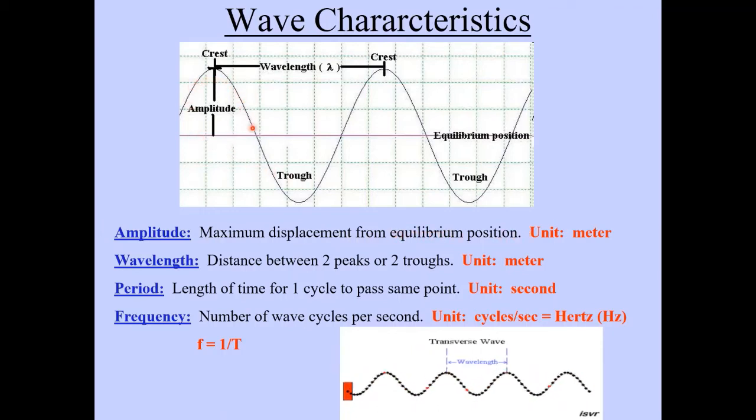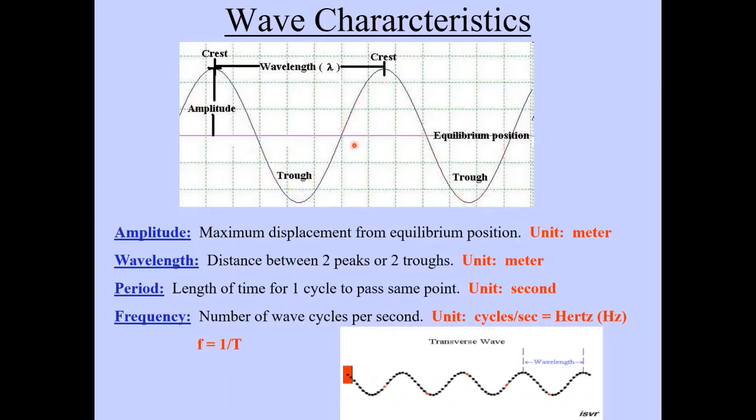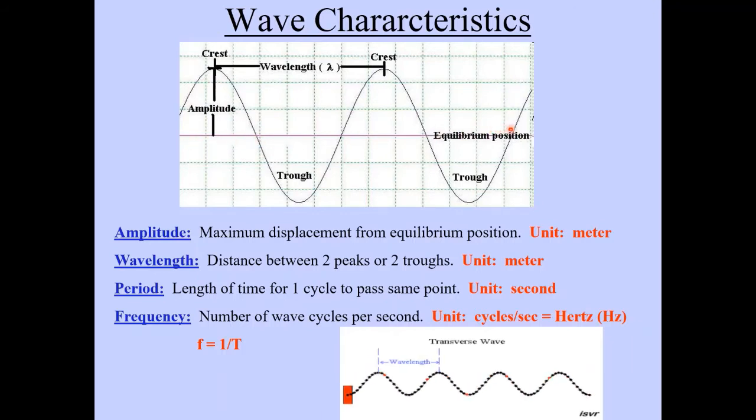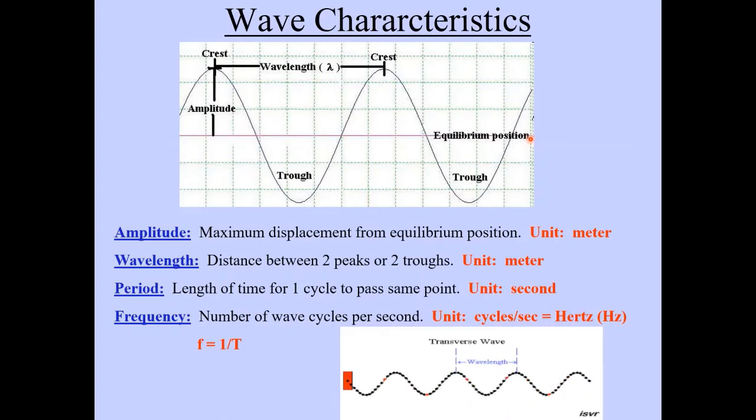So if this is a picture or a snapshot of a rope that has waves traveling on it, this is the equilibrium position here, which would be the rope held tight, where it's not vibrating at all. So the amplitude is measured from the equilibrium position up to the top of this crest here. Or we could likewise measure it from here down to the trough for this particular wave. But it's wherever there's a maximum distance from equilibrium up to the top or bottom of a wave, that is the amplitude, and that is measured in meters.